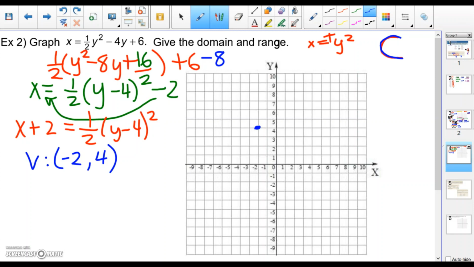And we've got a parabola that opens to the right. Okay, so we have to sketch this thing. We have to graph this thing. And normally I would make an XY table, but I think I'm going to try to use the pattern this time.